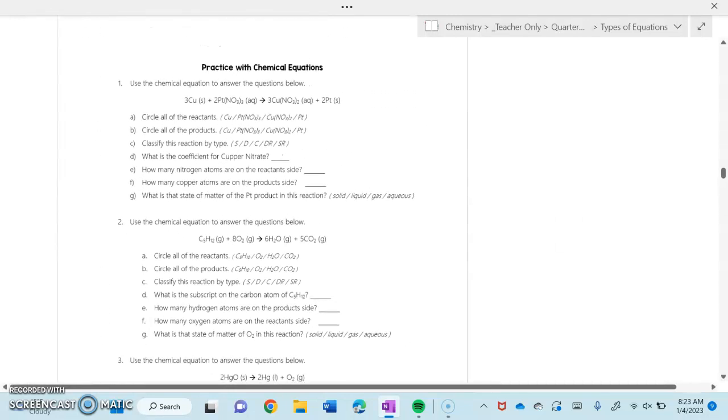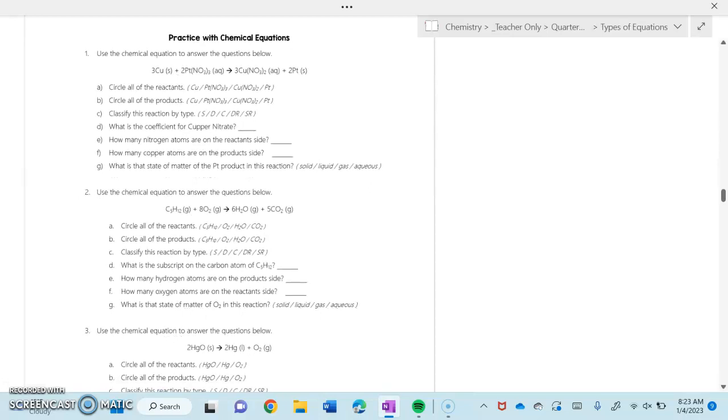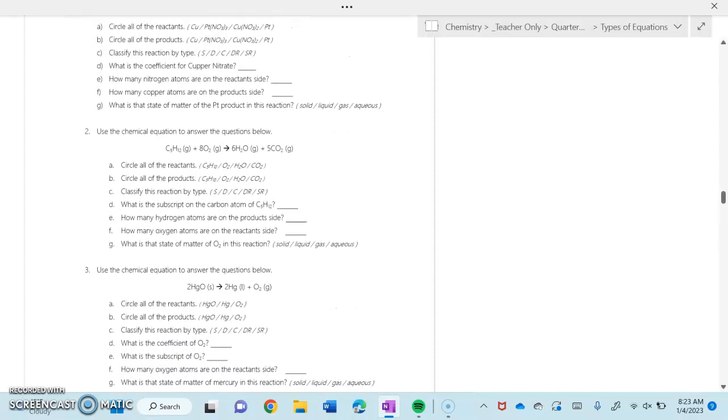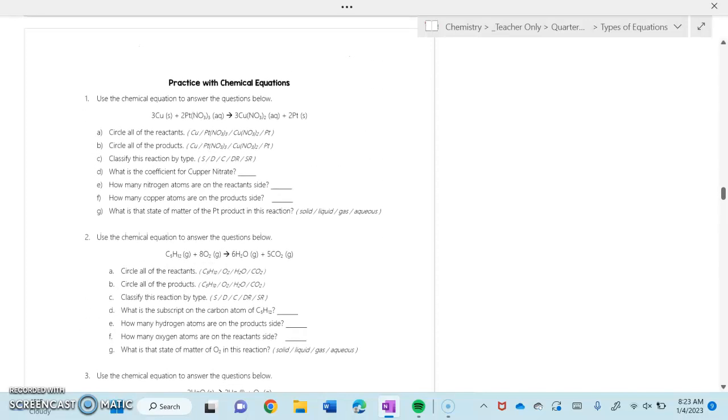So our practice for today, you are looking at some chemical equations and then identifying those parts that we've just discussed. And for the ones that are listed in parentheses, you'll just circle whatever applies and then fill in the blanks.